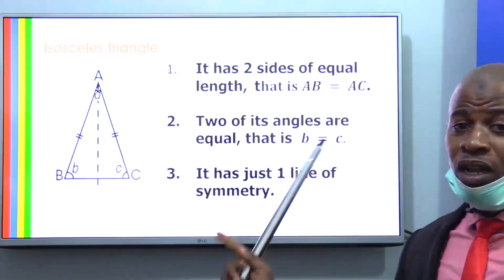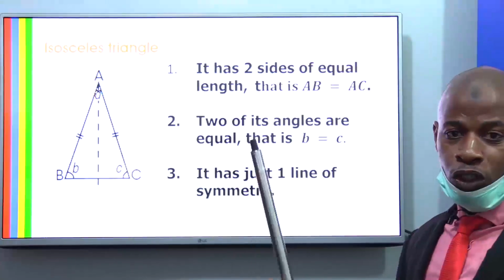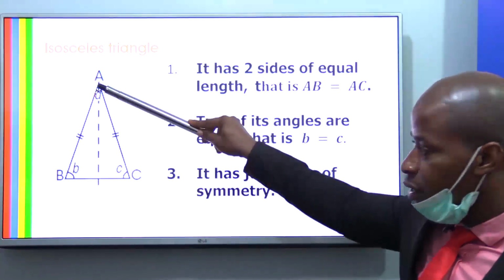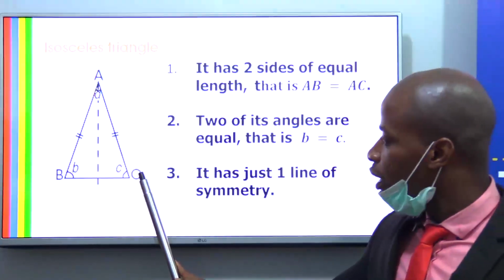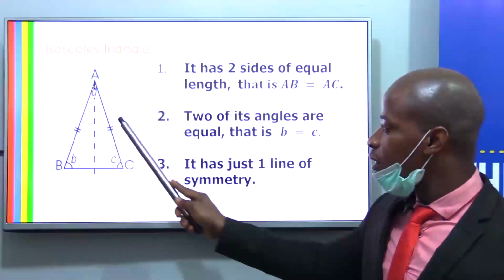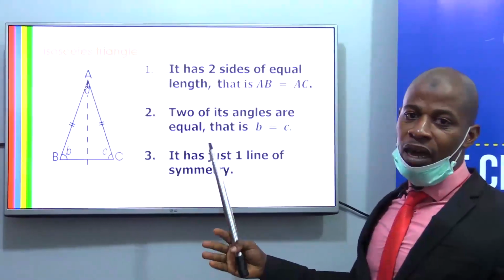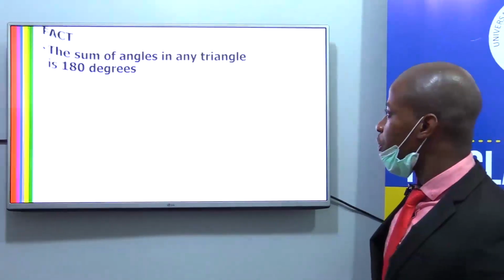But it has just one line of symmetry, and that is you can only fold it once to be equal to each other. If you try to fold it from here to here, they won't be equal. Only if you fold from left to the right or right to the left along this line. But what is important is that 2 sides are equal, and 2 angles that are at the end of the lines are also equal. We move on.